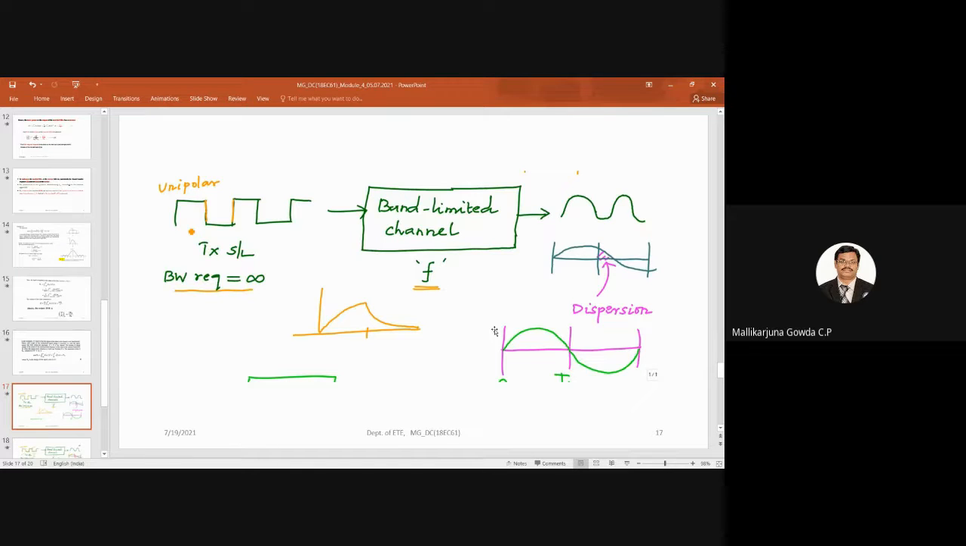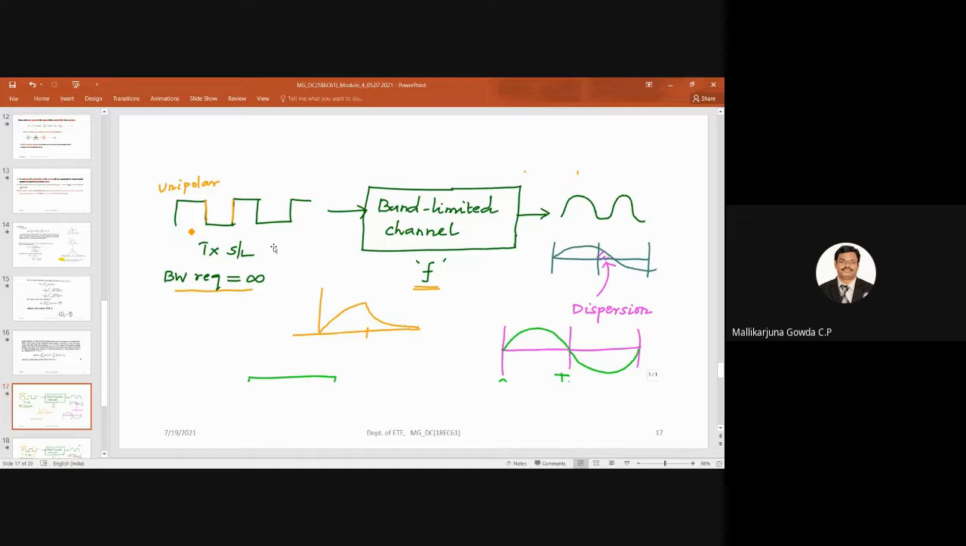Yeah, that is one thing. And as I said, when I transmit this rectangular pulse through this band limited channel, the output may not be exactly a square wave pulse. It may be like this, whatever I have shown here. So its width is getting widened. As it passes through the channel, it is going to spread.